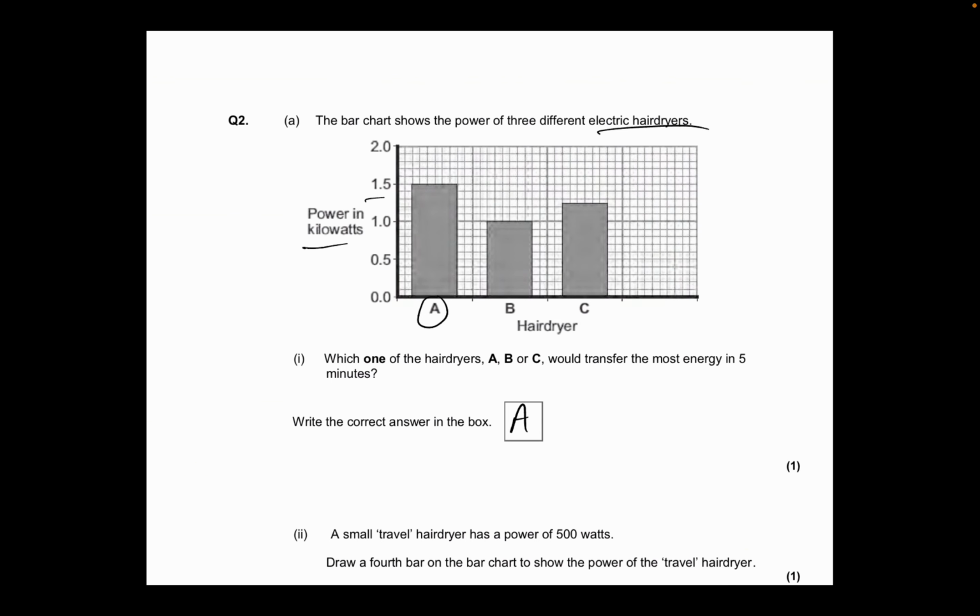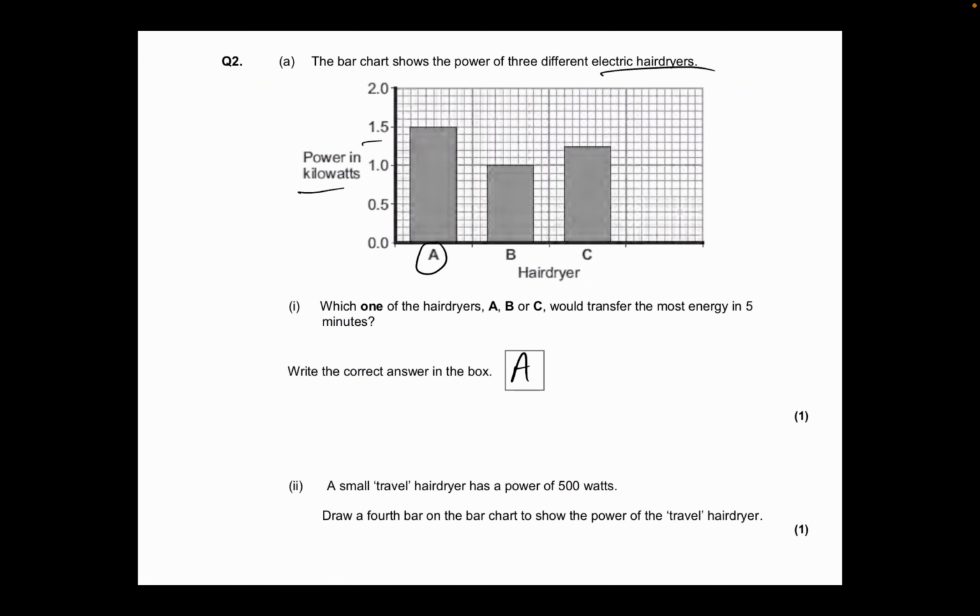Now, next one, question 2. Question 2 states that a small travel hair dryer has a power of about 500 watts. Draw a fourth bar on the bar chart to show the power of the travel hair dryer. Since this is in watts, you have to notice that the bar chart has been shown in kilowatts. So we have to know that 1 kilowatt is about 1,000 watts. This is one hidden bonus tip that they're not usually going to give in the formula sheets. They're not going to give this conversion in iGCSE or GCSE. This is something that you have to know from the back end.